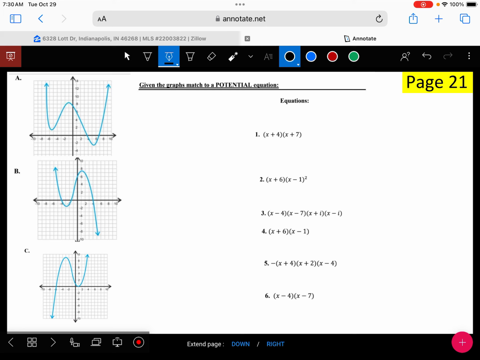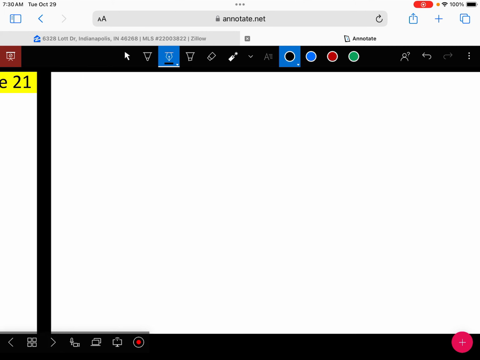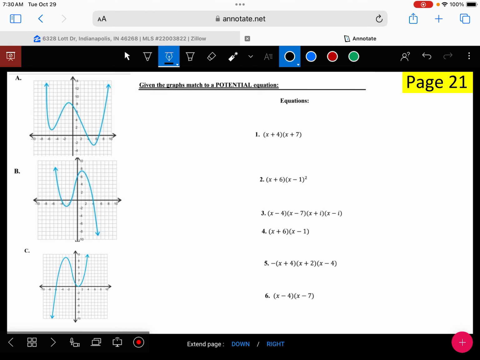A is a little tricky. Start with B and C. Let's do B and C first. Because I don't see the equation for A up there. Oh, I see it. It's kind of tricky. So we'll go over A together. So do B and do C. Write your equation for B and write your equation for C.